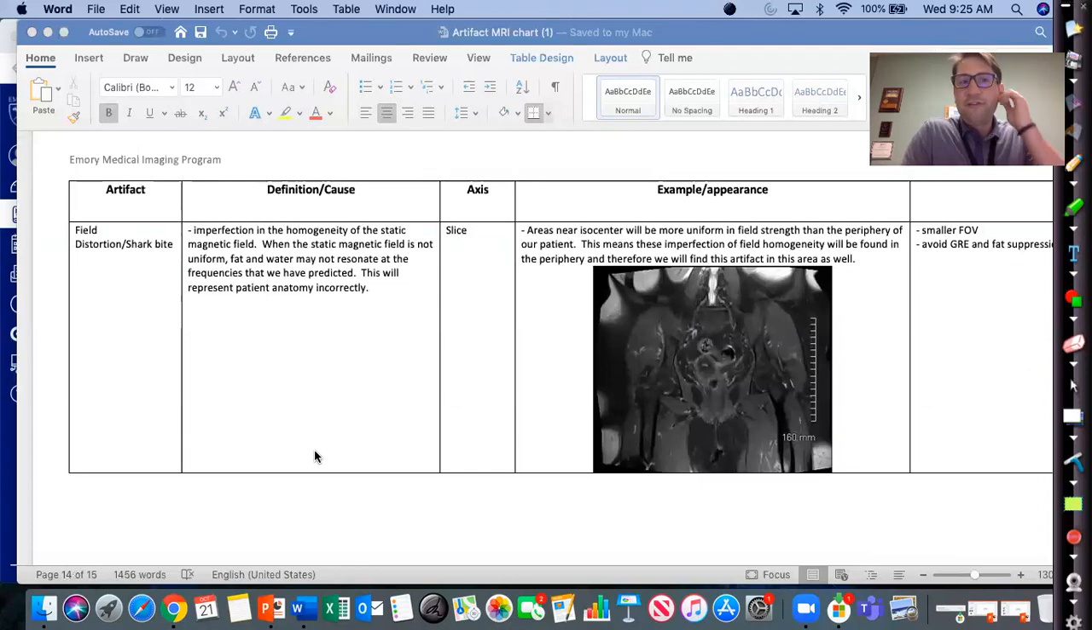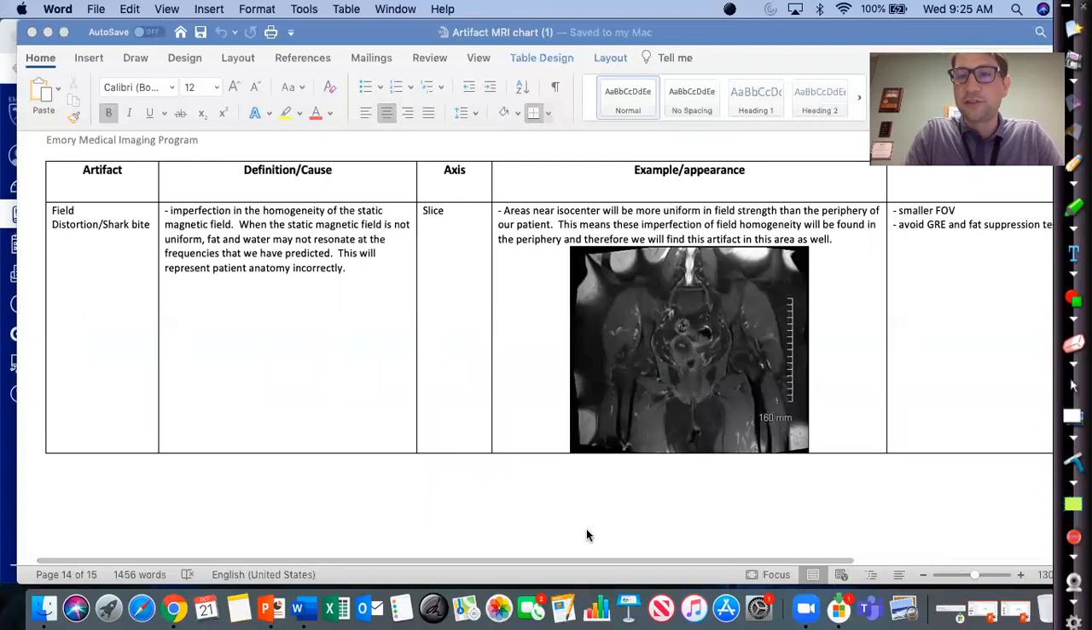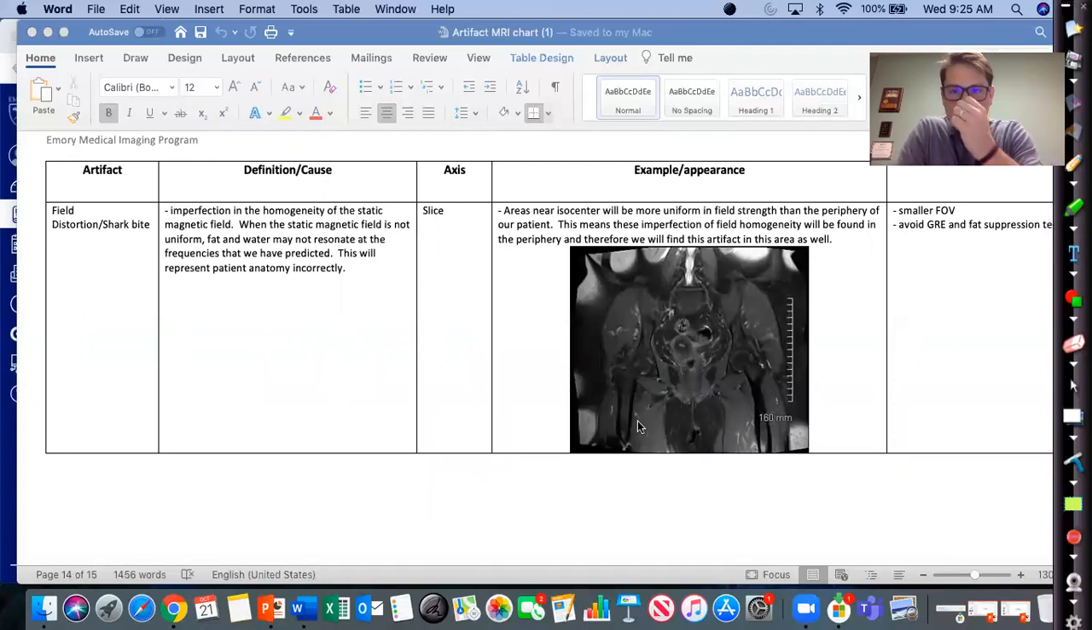Next one is called field distortion or shark bite. So a lot of people call this a shark bite in the MRI field just because of its appearance. Look at these little indentations that look like a shark bite on the edges of the field. So this is caused by imperfection in the homogeneity of the static magnetic field. So the static magnetic field is not very homogeneous, meaning it's not 3 Tesla all the way along the length of the bore. And we know that's very hard, especially with very large magnets.